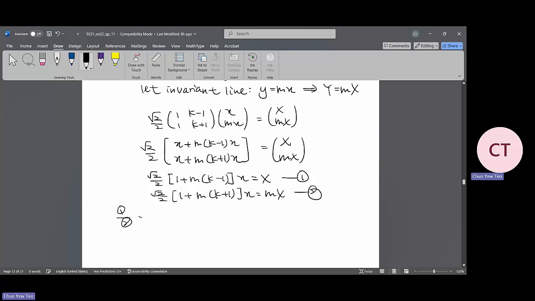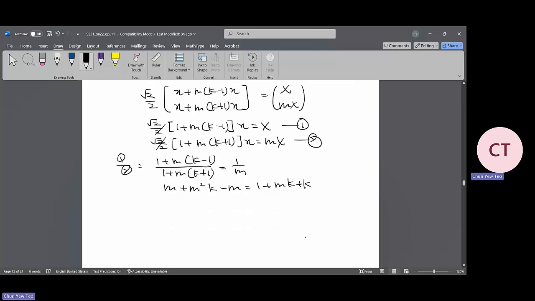Take equation 1 divided by equation 2. This one can cancel. So you have 1 plus m(K minus 1) over 1 plus m(K plus 1) is equal to 1 over m. So you get m plus m squared (K minus 1) is equal to 1 plus m(K plus 1), or maybe we can just expand: m squared K minus m squared minus m equal to 1 plus mK plus m. So over here, mK plus m.